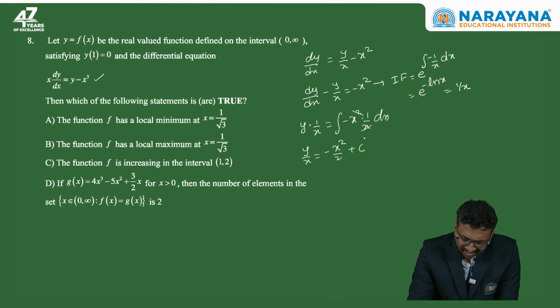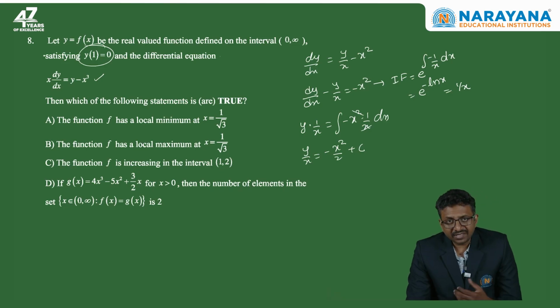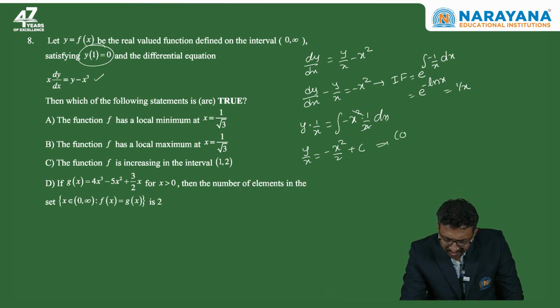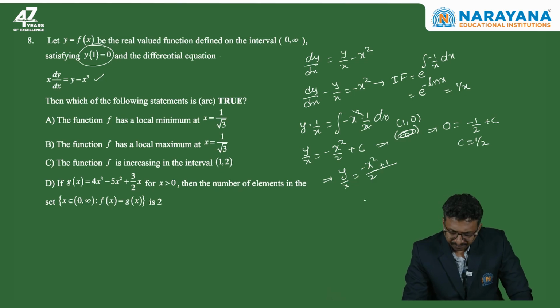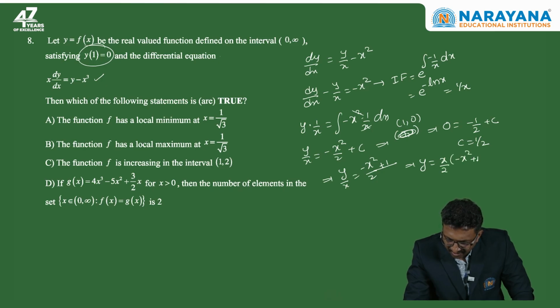To find this c, you are given y of 1 is equal to 0. That means when x is equal to 1, y is 0. So you put 1 comma 0, which implies 0 is equal to minus 1 by 2 plus c. So c is equal to 1 by 2. So y by x is equal to minus x square by 2 plus 1 by 2, which is minus x square plus 1 whole divided by 2. So y is equal to x by 2 times minus x square plus 1.